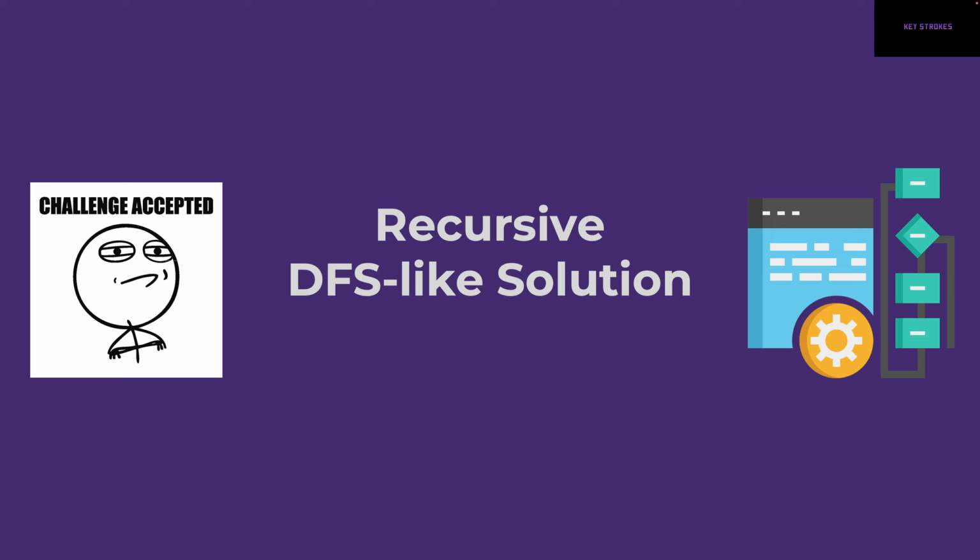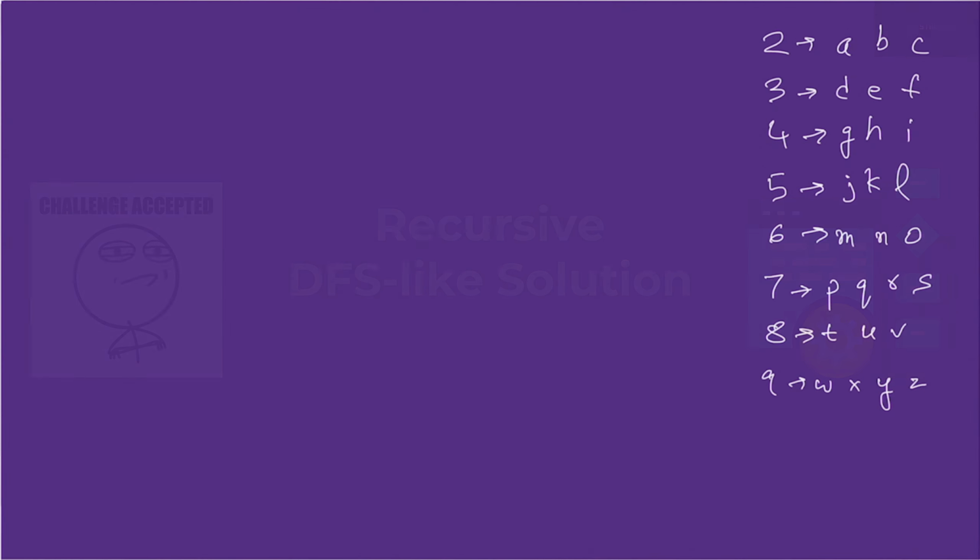Let's brainstorm the solution and see if it's possible. Okay, so here on the right, we have the digits and the corresponding characters that map to those digits. For example, for digit 2, there are 3 possible characters for it, which is ABC. For digit 3, it could be DEF, and so on. So let's start with a very simple input of, let's say, 2.